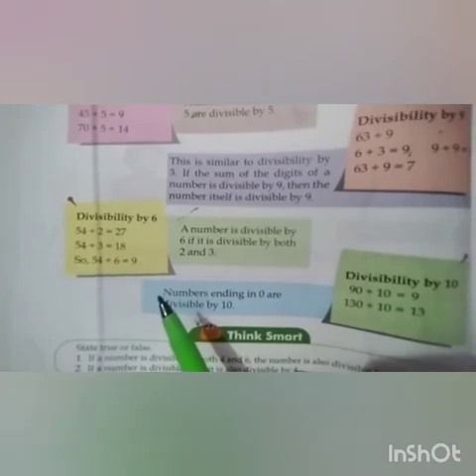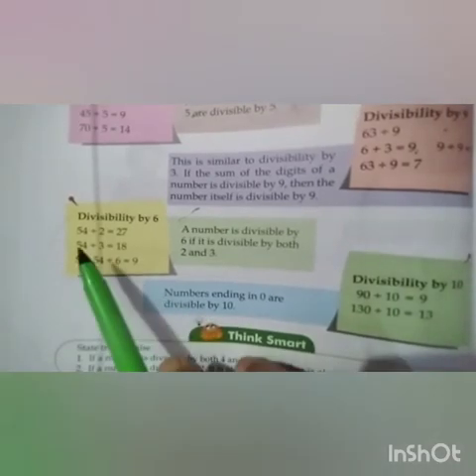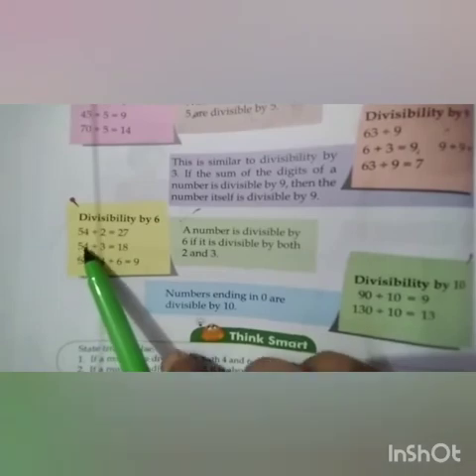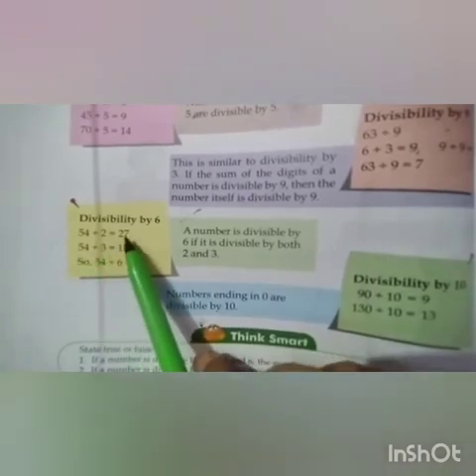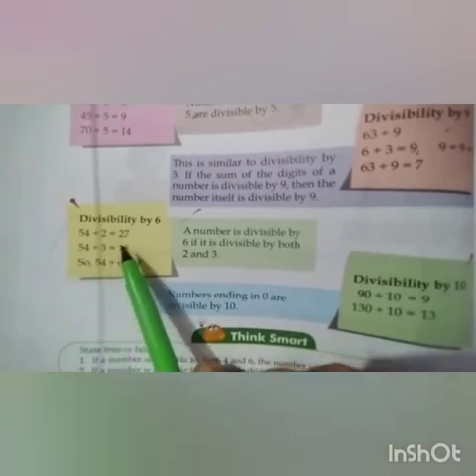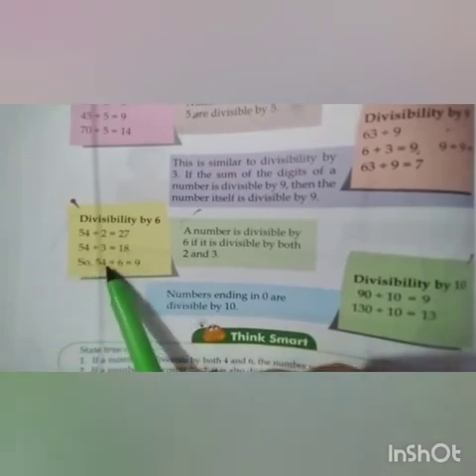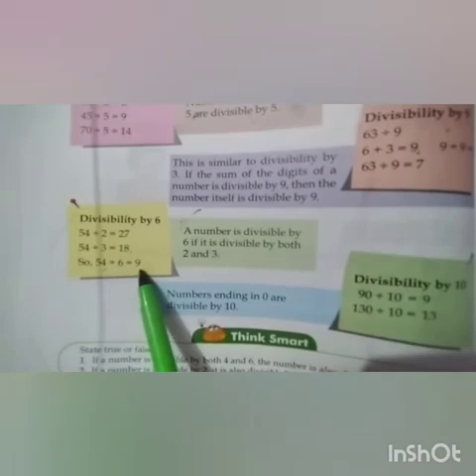Next is the divisibility by 6. Here 54 is the number given. 54 divided by 2 equal to 27. 54 divided by 3 equal to 18. Then 54 divided by 6 is equal to 9.